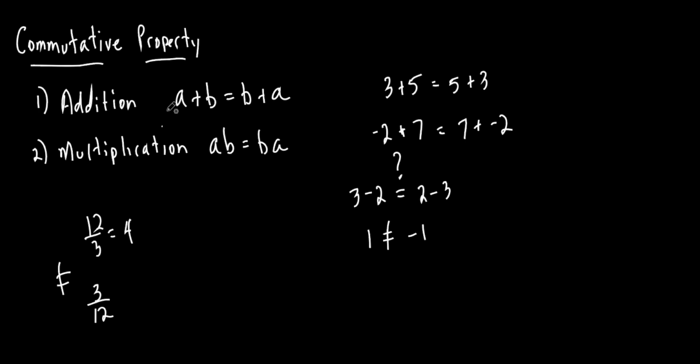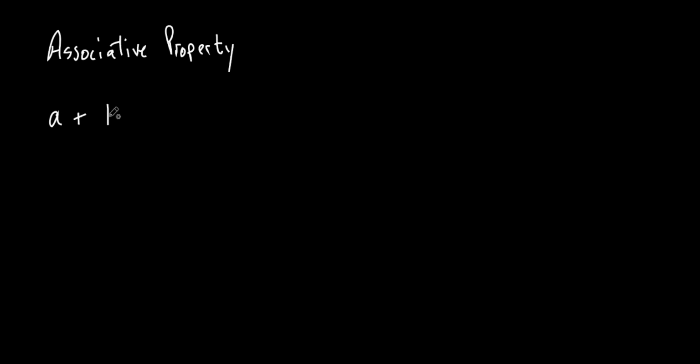Here's another property that we're going to do. This is called the associative property. Easy for me to say, right? All right, here's what this says. It says that if you have this, now I'm going to write a little bit more in a second, but I'm just going to write a plus b plus c equals a plus b plus c.